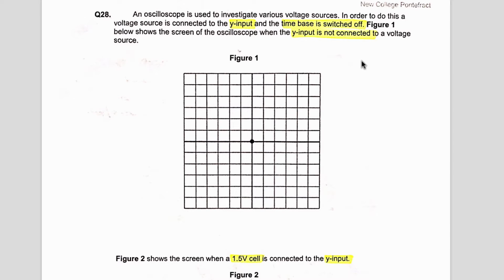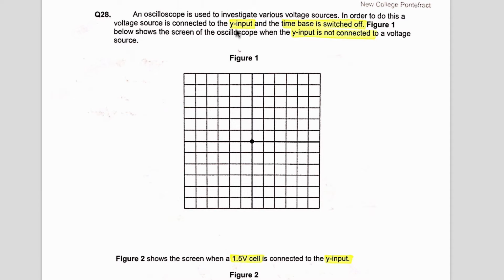Okay, so this is question number 28 of the Magnetic Fields homework booklet. In question 28, we are looking at an oscilloscope, and this oscilloscope is being used to investigate various voltage sources or various sources of potential difference. In order to do this, a voltage source is connected to the Y input.